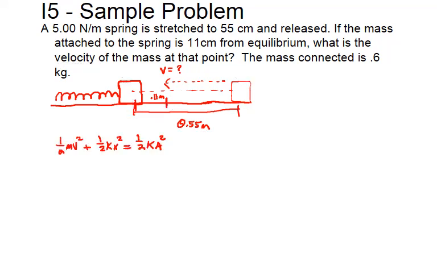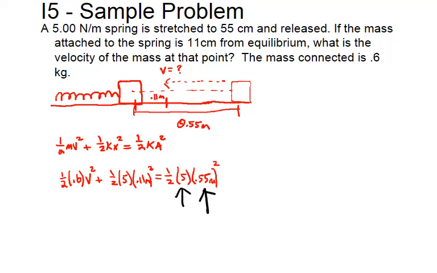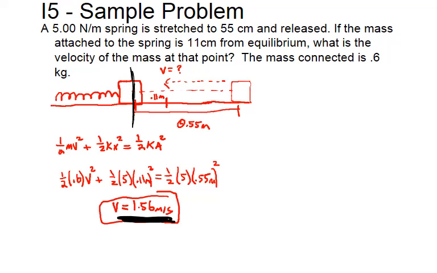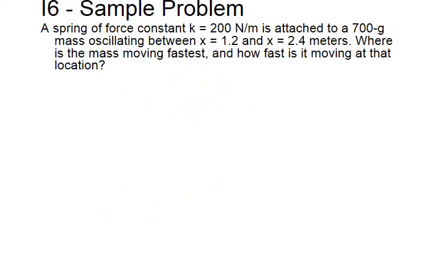Okay, so we know that the total amount of energy is equal to the kinetic plus the potential. And we have all these values, right? We know the amplitude, we know the k value, we know how far it is from equilibrium, that's x right here. And we know the k value again, and we're looking for v, how fast is it going in that spot? 1.56 meters per second would be how fast it's going. So it would be the fastest in the middle here, right? But at just that spot, it's going that fast.